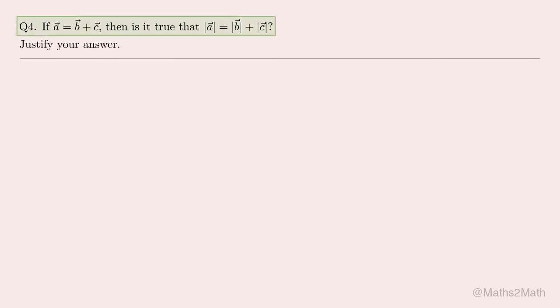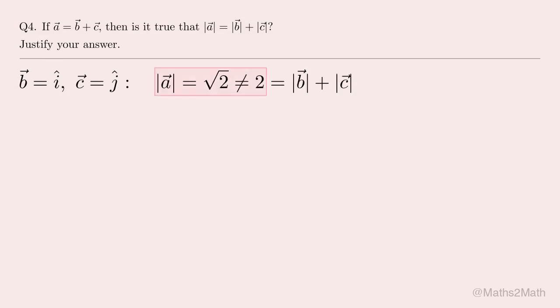Question 4. Vector addition versus length addition. The triangle inequality is usually strict. Take B as i hat and C as j hat. A is their sum with length root 2, but the lengths add to 2. Not true in general. Equality only for like-directed vectors.